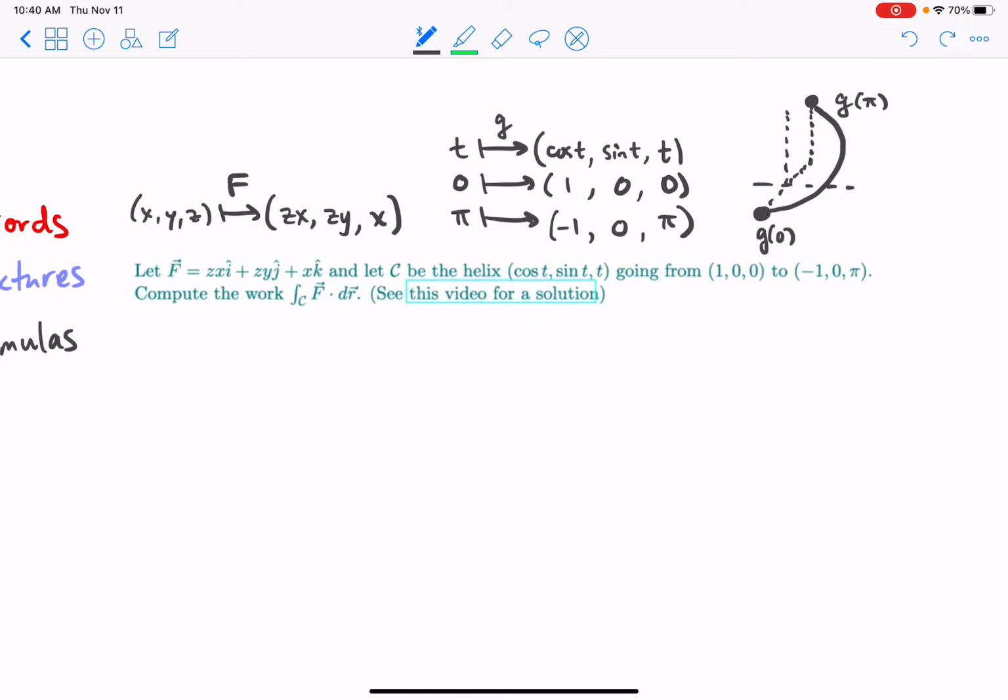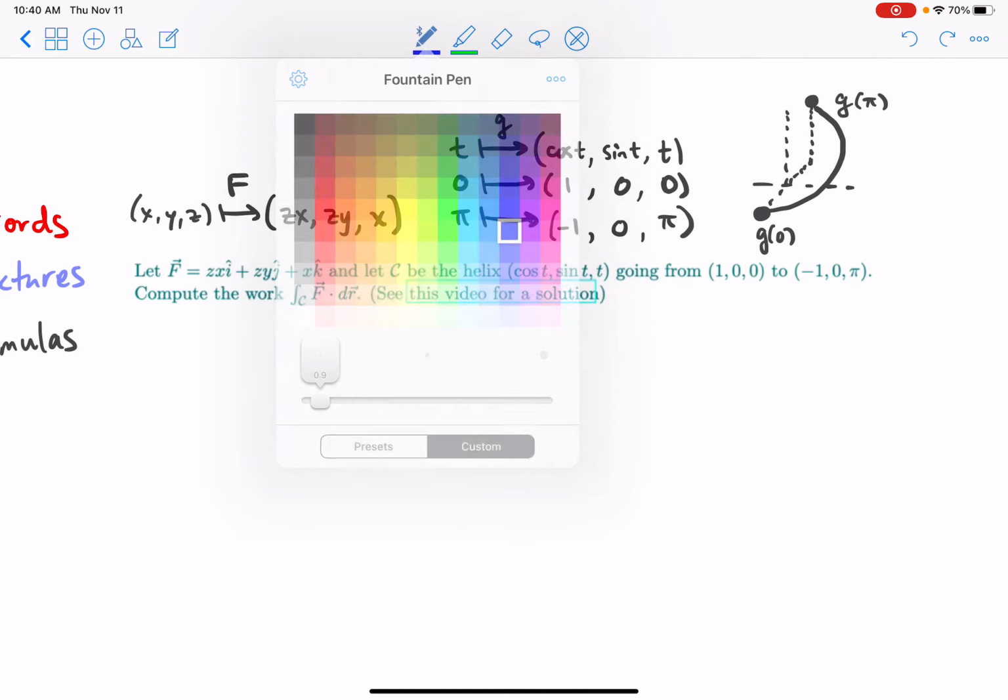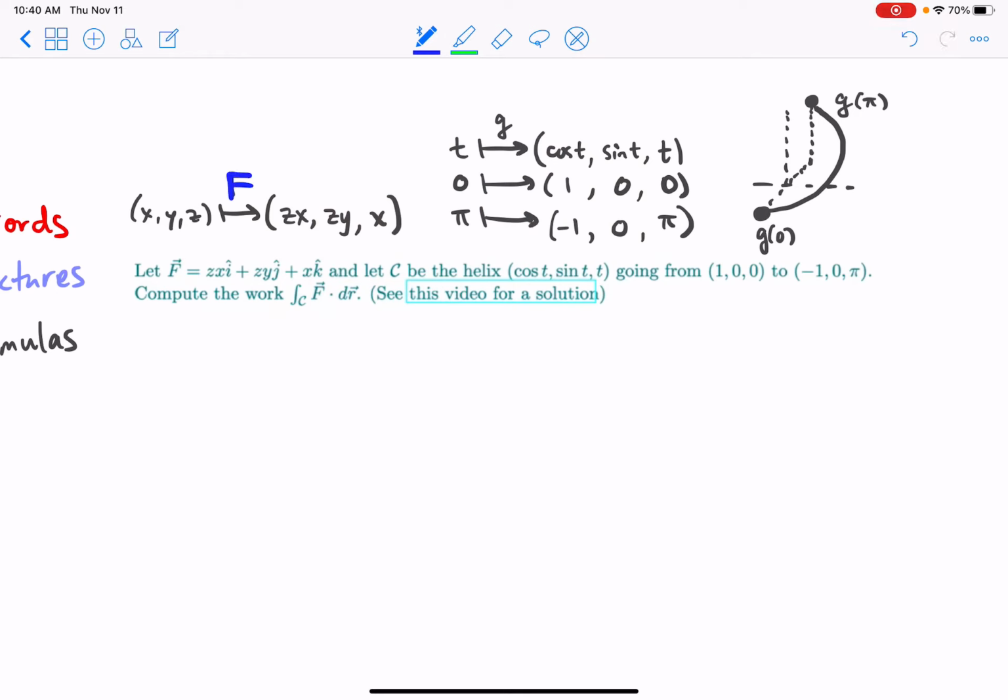Okay, so this vector field F, let's make it blue in our picture. It assigns some vector to every point in space. In particular, all the points on the curve get vectors. And we don't really know which direction those vectors are pointing unless we plug in. But that's the vector field F, and sometimes they like to write a little arrow over it.